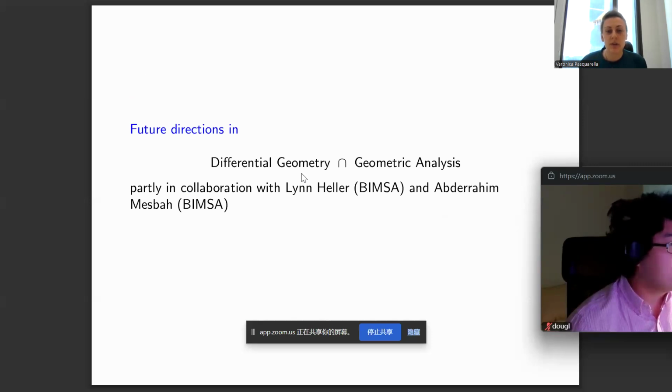And so future directions, as I mentioned, this is just a starting point of a broader research project, which is at the interface of calculating Gromov-Witten invariants in algebraic varieties and calculation of minimal surfaces in three manifolds. So this is why I'm currently collaborating with Professor Lynn Heller in Bonn and her postdoc, which is at the intersection of differential geometry and geometric analysis.